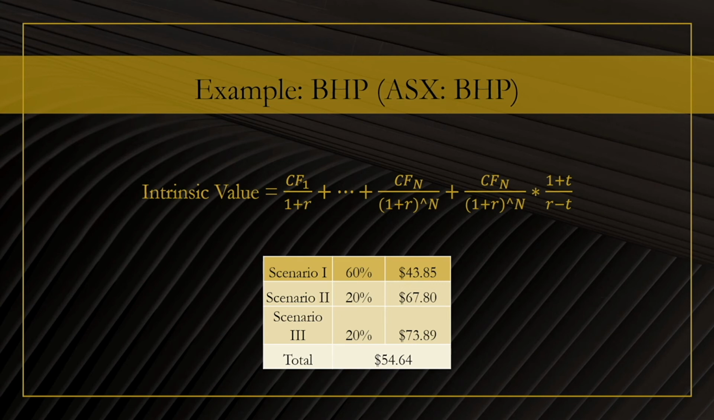So taking all of that into account, we get an overall stock valuation of $54.64 per share. That valuation of BHP is actually saying that the stock is undervalued at present and there is room for the stock to grow. Okay, that's all there is to it. This is how stock valuation is done using the discounted cash flow model and scenario analysis.